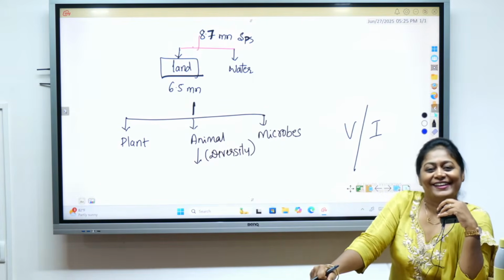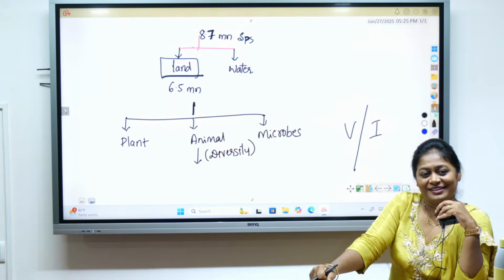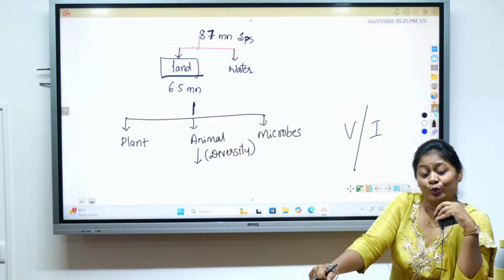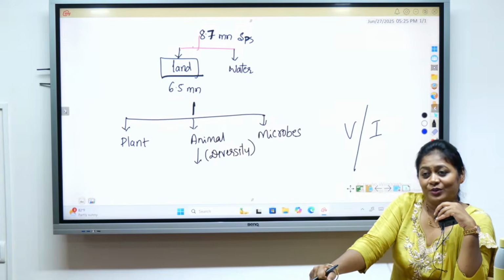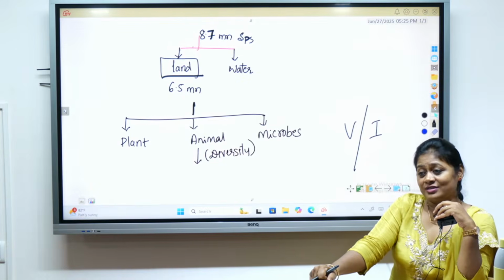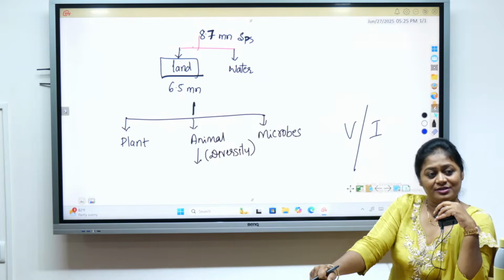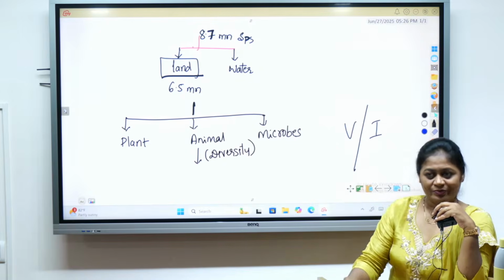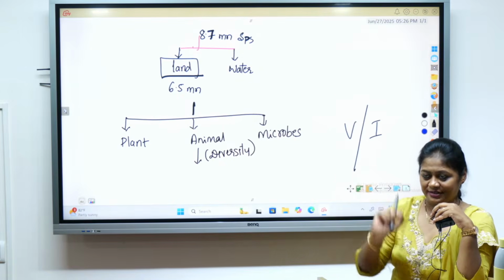Why? Why are you saying that? So vertebrates, there are 5 classes, isn't it? Fishes, amphibians, birds, reptiles, mammals. They are all vertebrates, 5 classes.